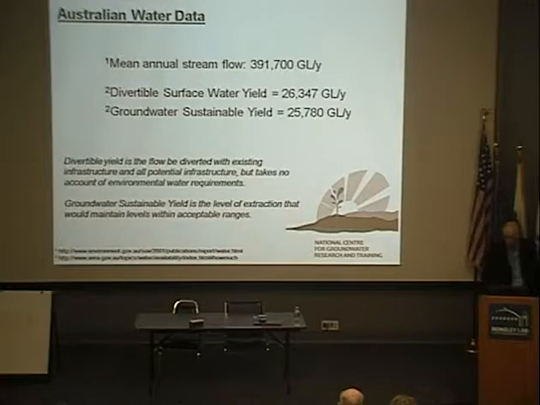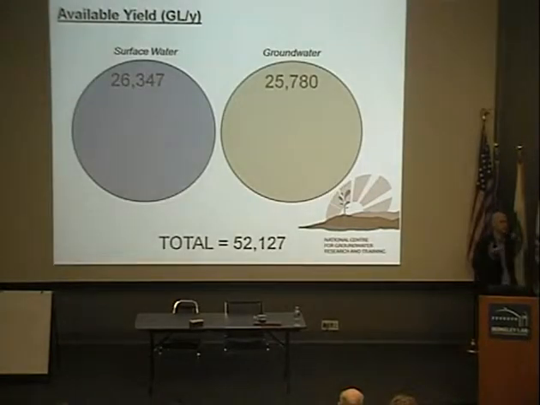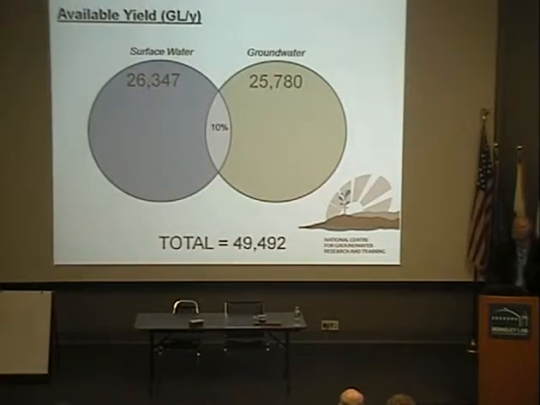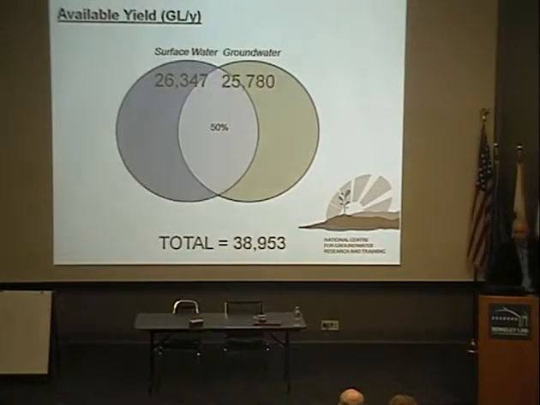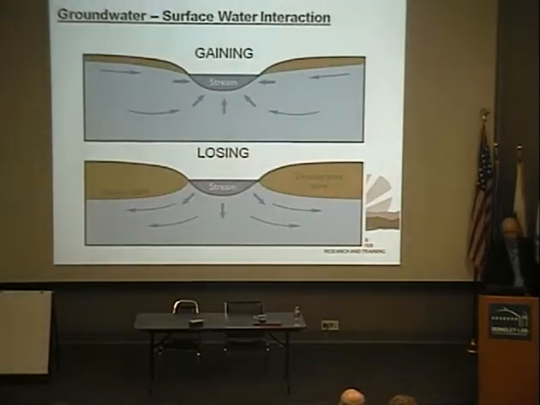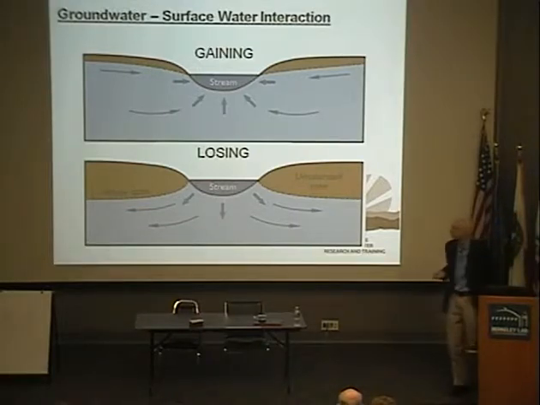The question, though, is what's the intersection between those two reservoirs? Because the total available yield depends on the intersection of the two reservoirs. If there's no intersection that's drawn there, then the total available yield, of course, is 52,000 gigalitres per year. But if the intersection between these two reservoirs is 10%, the yield drops down to 49,000, and so on. So it's very important to understand the intersection and the exchange of water between surface water and groundwater if we want to understand what the total available groundwater resource or total available water resource is.